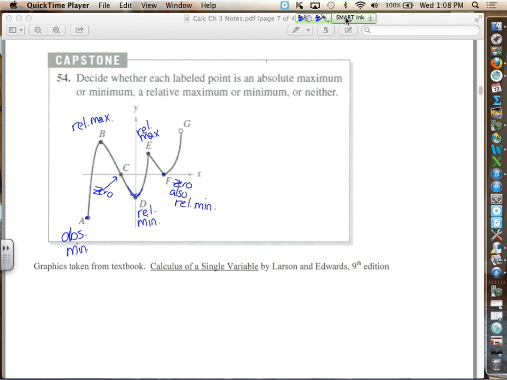And then finally, this point G here, if it was enclosed, if that circle was enclosed, we could call it an absolute maximum. Since it's an open circle, it is nothing. Or they said use the word neither. If it was enclosed, we could call it a maximum or an absolute maximum, but since it's not, we don't know how high it's going to go there. So that's it.